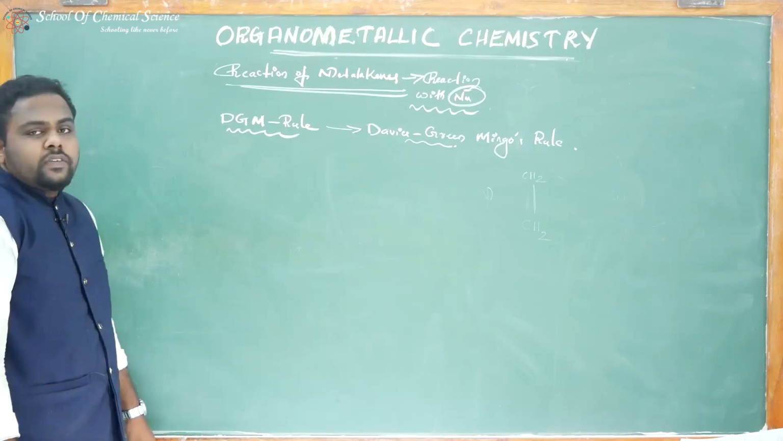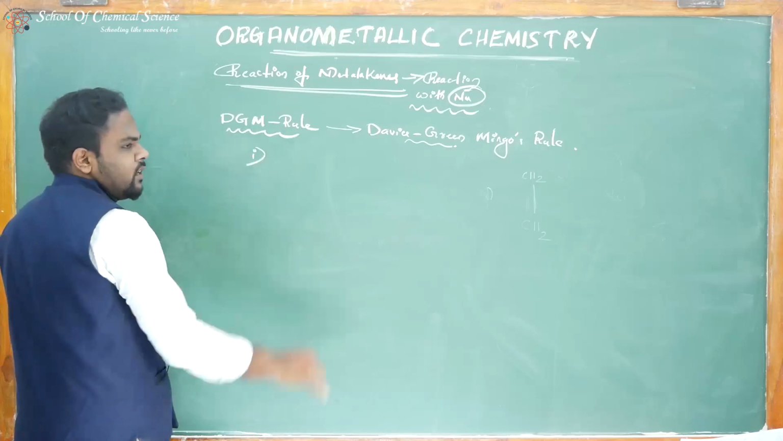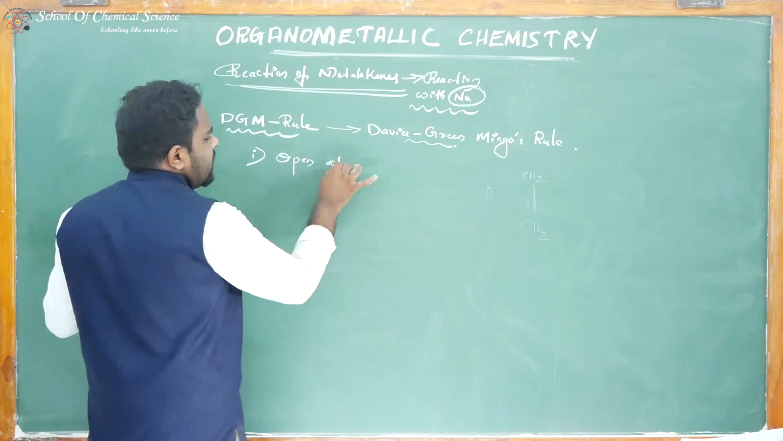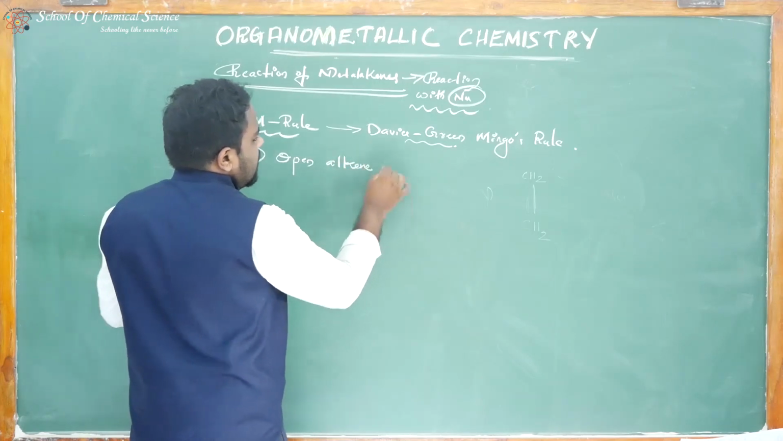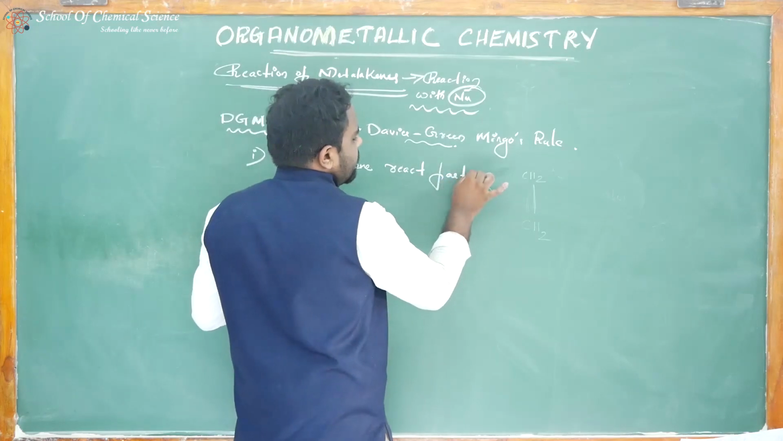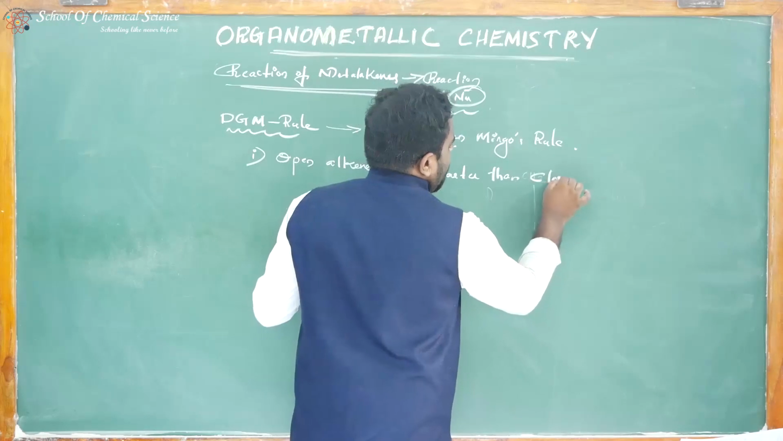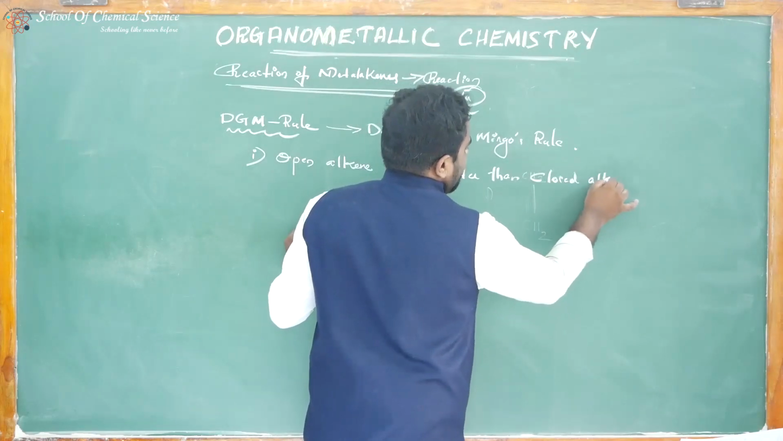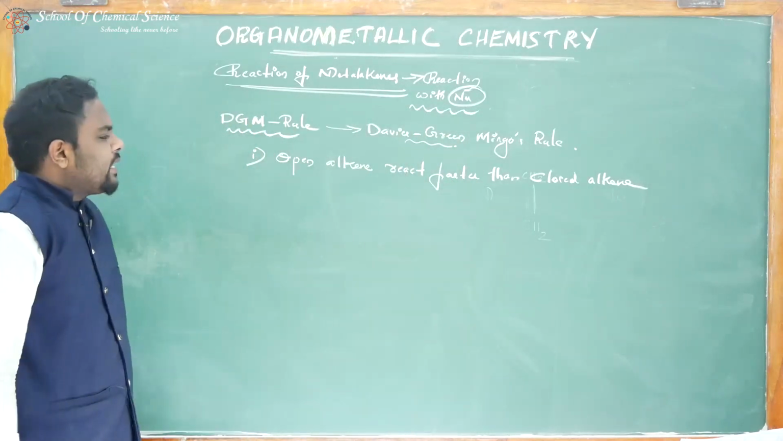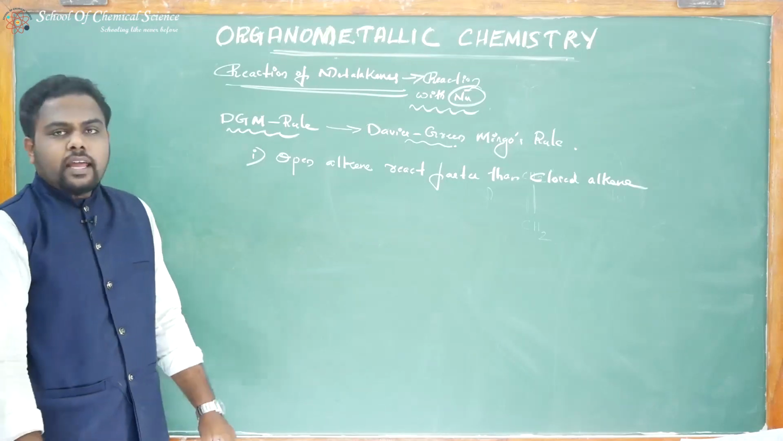A metal alkene reacts with the nucleophile. Two points are there. First point: an open alkene reacts faster than a closed alkene. That is the first point. Open alkene reacts faster than closed alkene, or open alkene is more reactive.